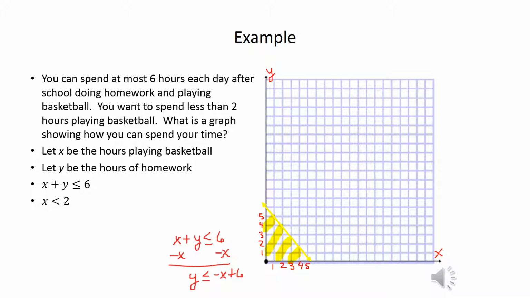X is less than 2 is going to be a vertical line. It's going to be a dashed line because we don't have a bar underneath the sign. And less means I need to shade to the left, which I've done here. You can see where my graph turns green, and that is where my solution set will be.